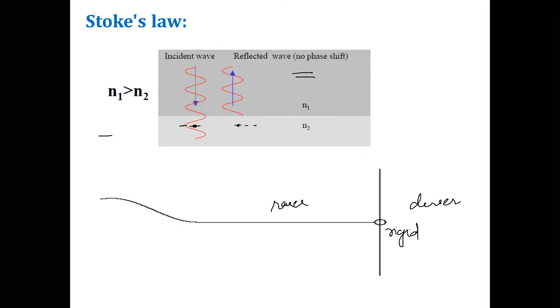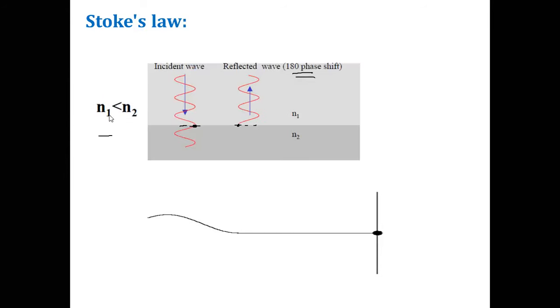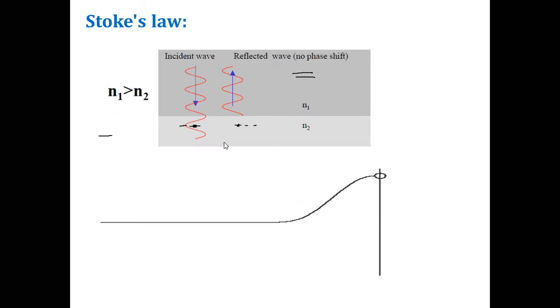On the other hand, if it is the other case where this end of the rope is a free end, that means now we are talking about moving from here. We were talking about N1 being less than N2. So we were going from a rarer to denser medium. Now it is the opposite way around. And look at the expression here. What would happen? There is no phase change at this point.